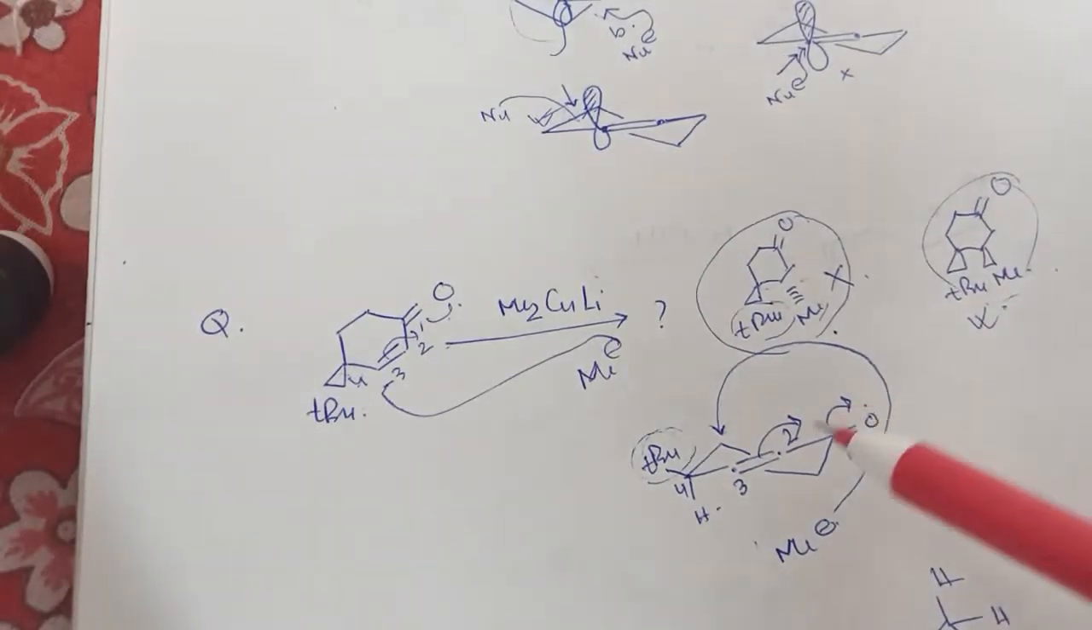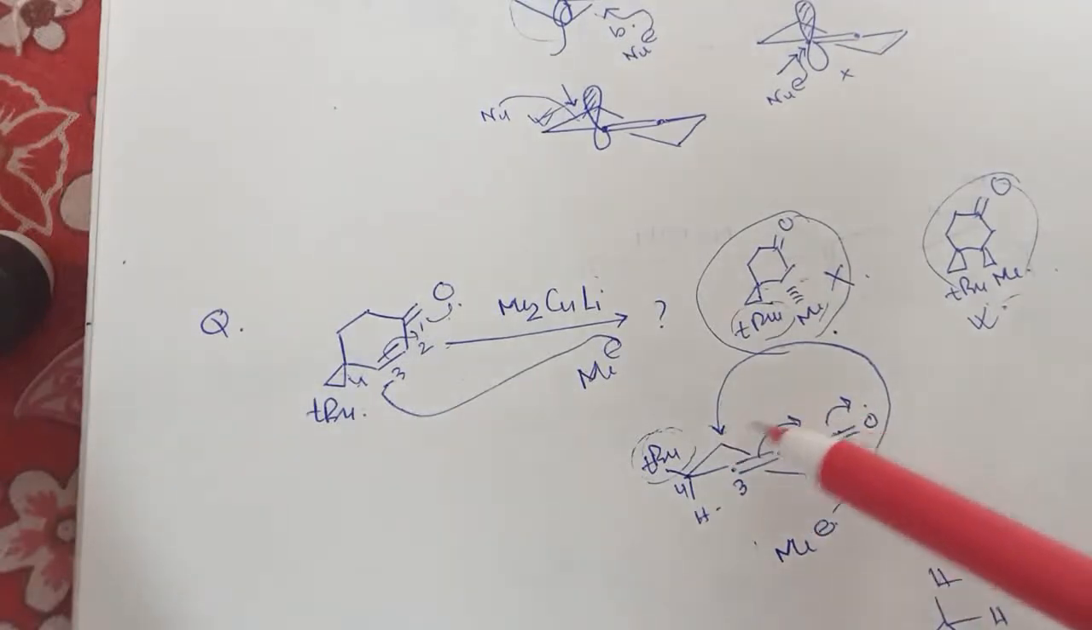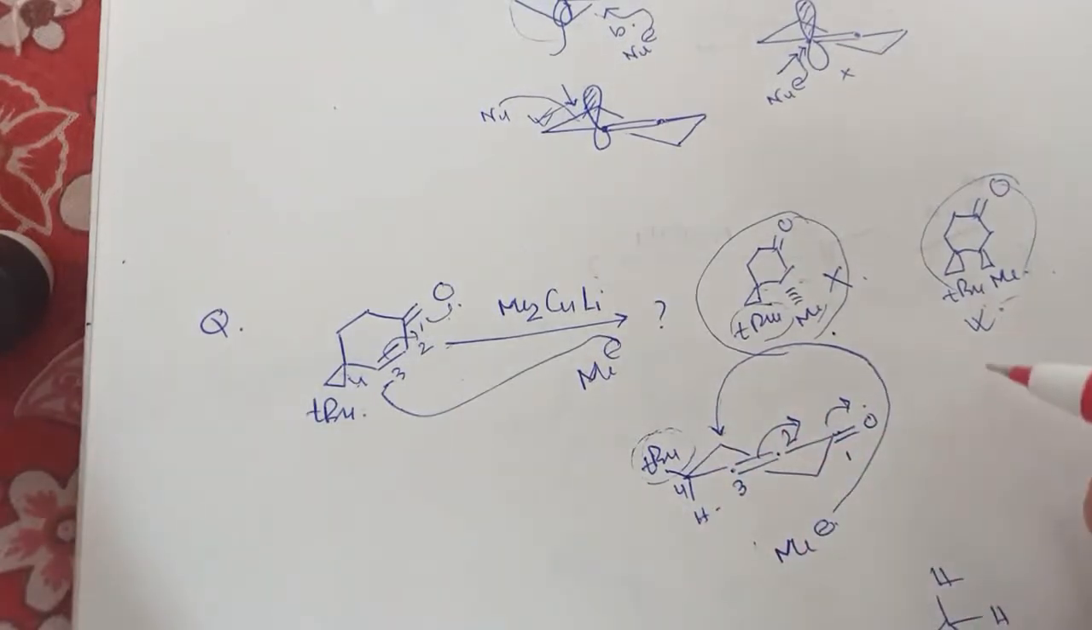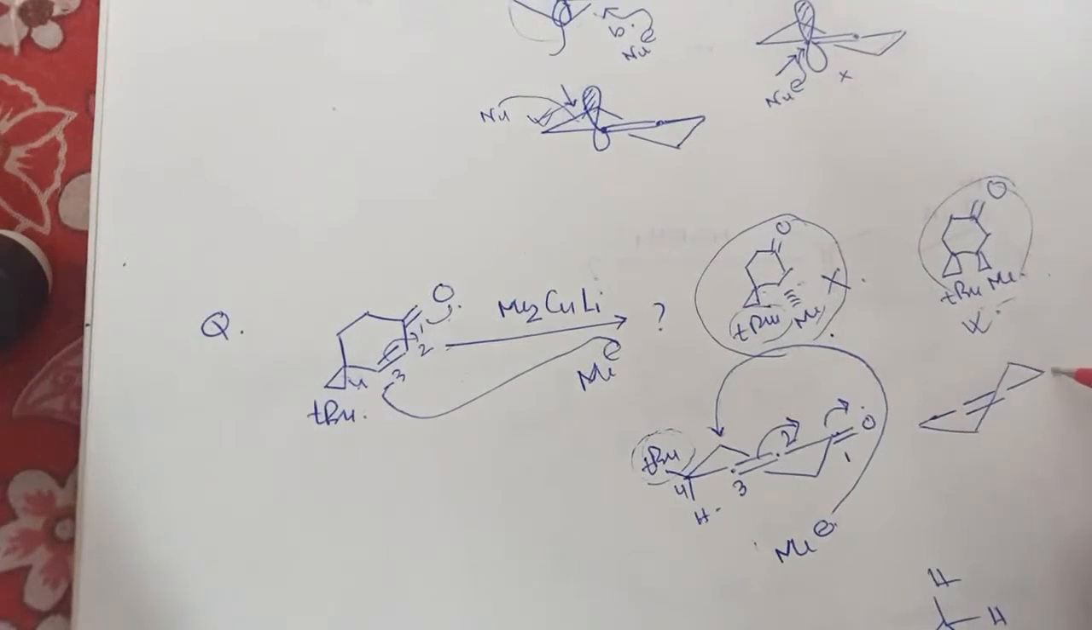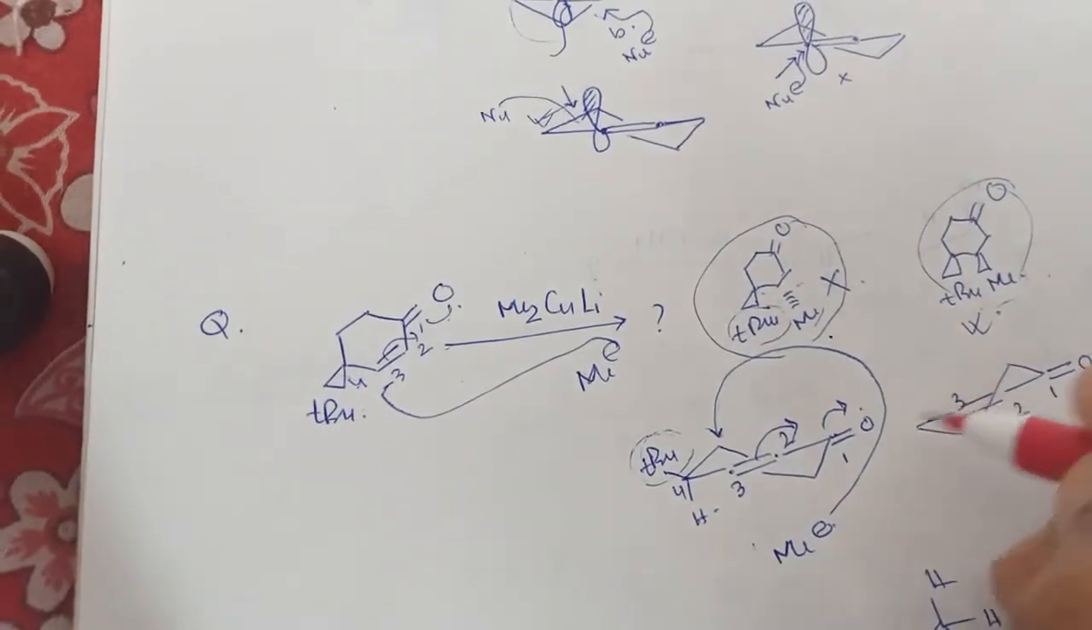And the question is why I am drawing this type of conformation. I can draw this like, okay. So this is basically 1, 2, 3, 4.